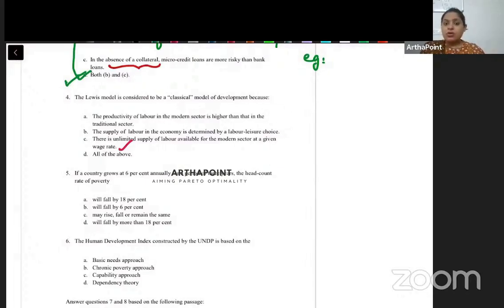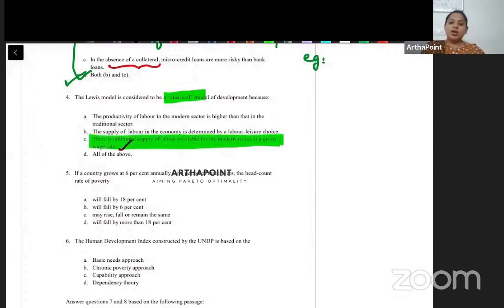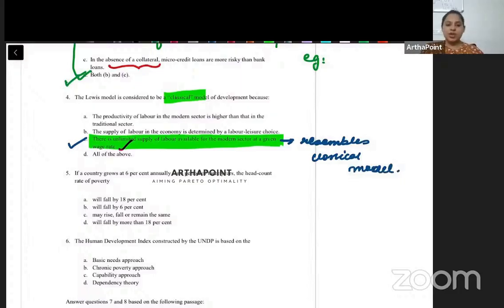Classical model never talked about modern sector, right? It never talked about labor leisure choice. Classical model only talked about unlimited supply of labor. And this is common between classicals and Lewis. So the answer I will go for is C, not D. Many students mark D because the Lewis model has all three points, as I just explained, but only this resembles the classical model. So we will go with this point.